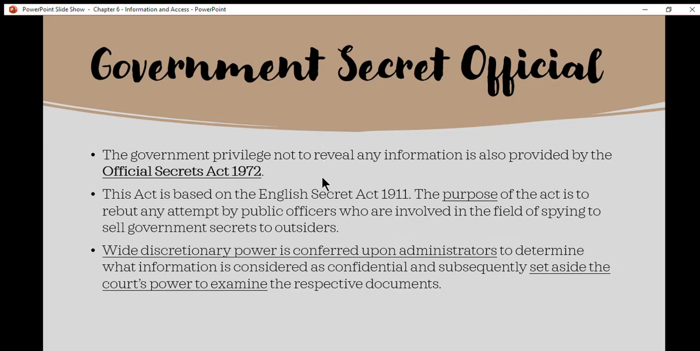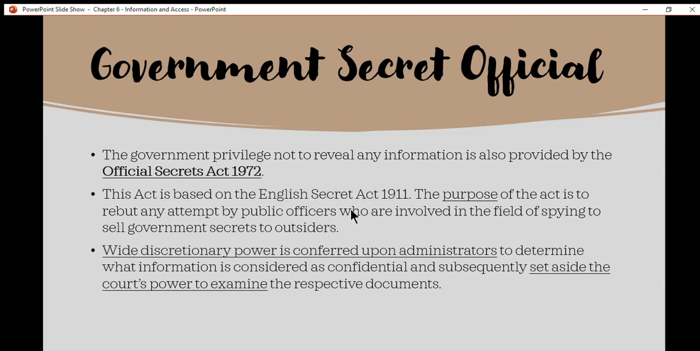Some other points that we can look into is the government secret official. This is a sort of a government privilege as well, not to reveal any information, and this is provided in the Official Secrets Act 1972. Basically, this act is based on the English Official Secrets Act 1911, and the purpose of the act is to rebut any attempt by public officers who are involved in the field of spying to sell government secrets to outsiders.